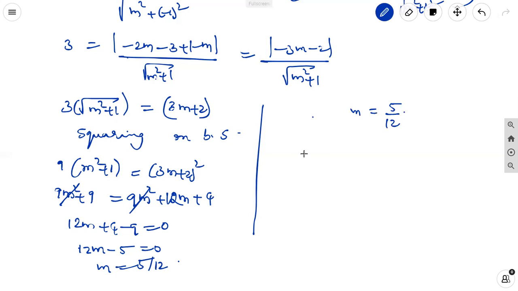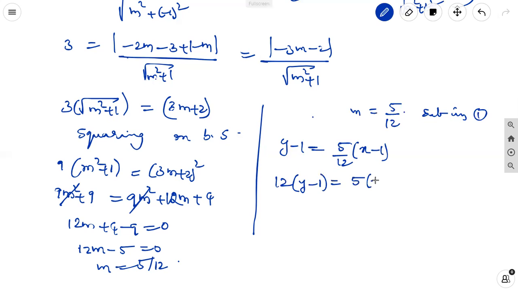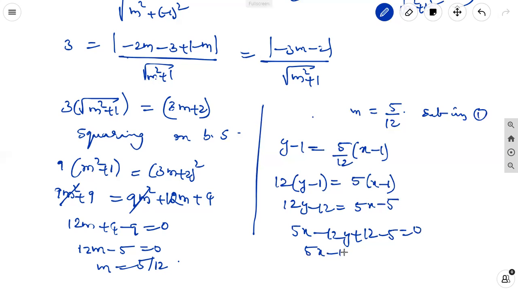m equal to 5 by 12, substitute in equation 1. y minus 1 equal to 5 by 12 into x minus 1. Cross multiply: 12 into y minus 1 equal to 5 into x minus 1. 12y minus 12 equal to 5x minus 5. Here 5x minus 12y plus 12 minus 5 equal to 0. 5x minus 12y plus 7 equal to 0 is the one line equation.